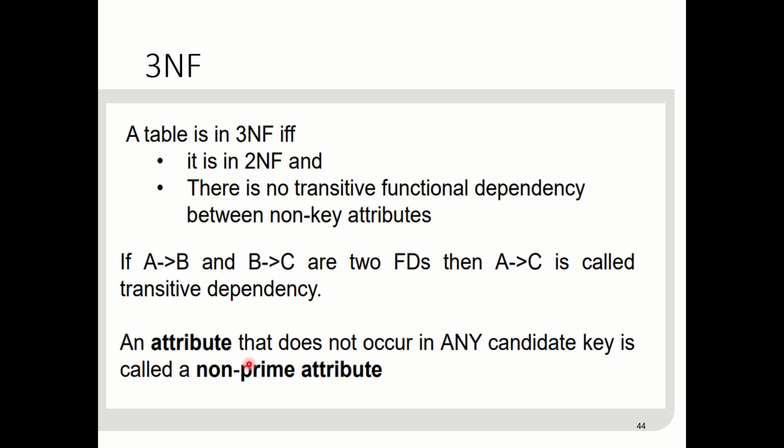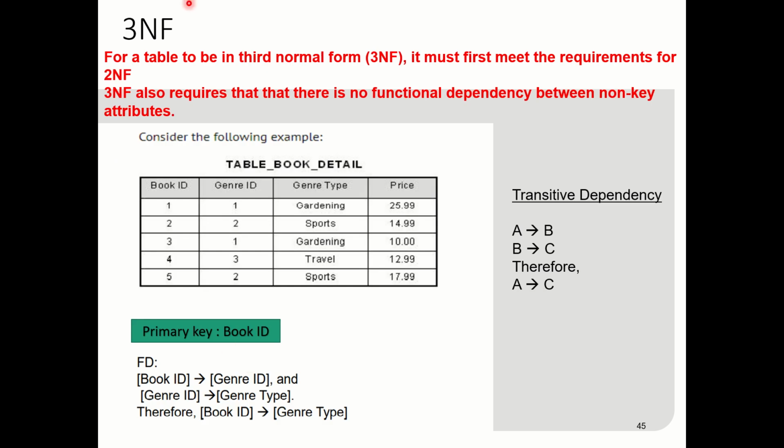So let's see what it is. Don't get confused. In the table, you need to make sure that it's in 2NF, and it also requires that there is no functional dependency between non-key attributes. Between the non-key attributes, you're not worried about the primary key. About the other attributes, there should not be any dependencies. Say you're given this particular table, where you have book ID, genre ID, genre type, and price.